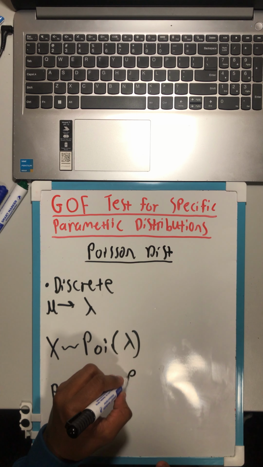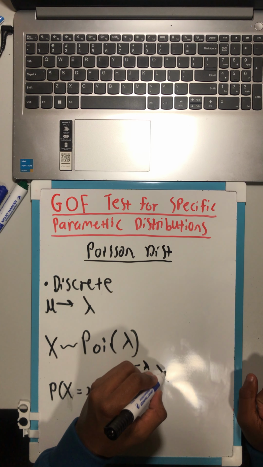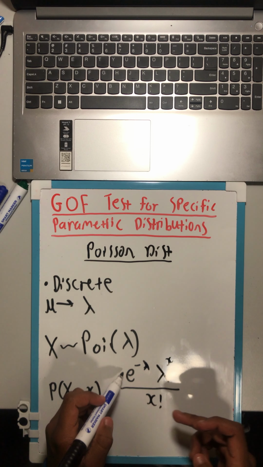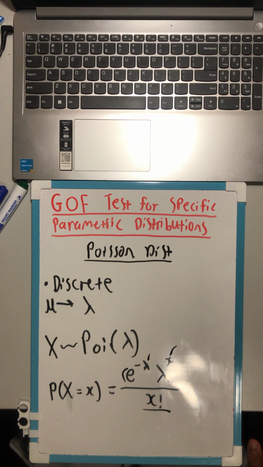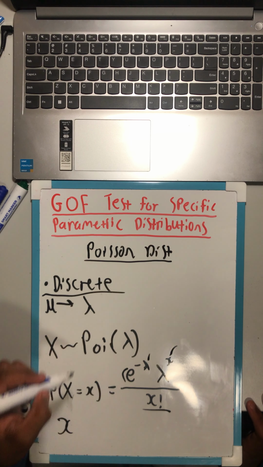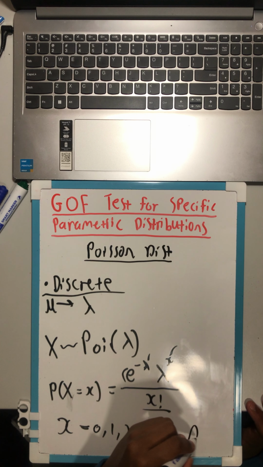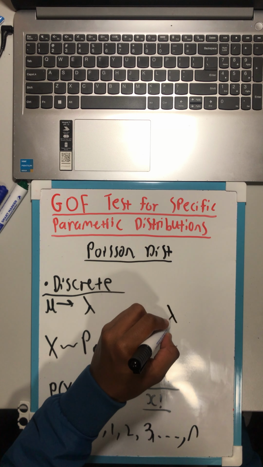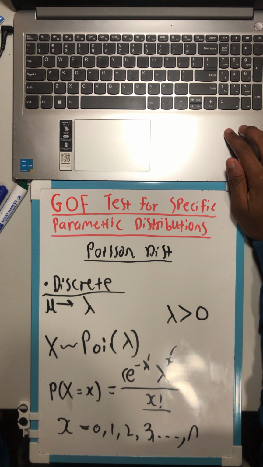P(X = x) is equal to e, the natural exponent, to the power of negative mu, times mu to the power of x, divided by x factorial. This is the natural exponent, this is your mean, this is your random variable x, and still the same x. As I said, it is discrete, meaning x takes values from 0, 1, 2, 3 up until n. And the average, our mean, should always be greater than 0.